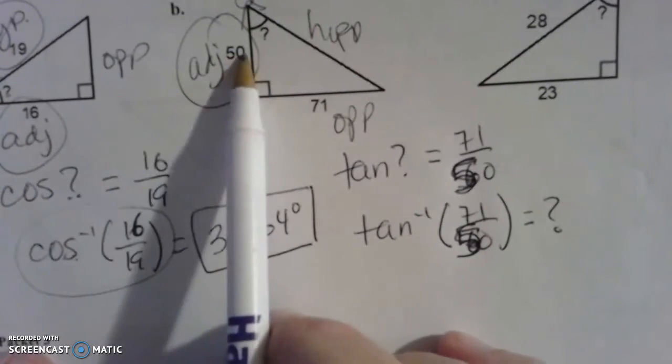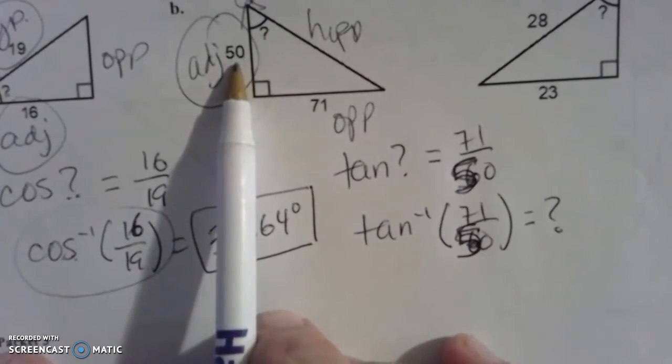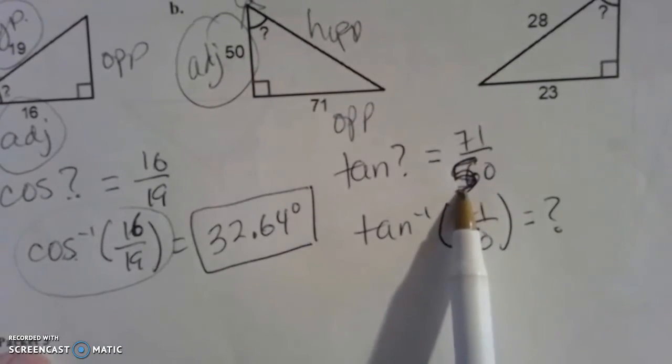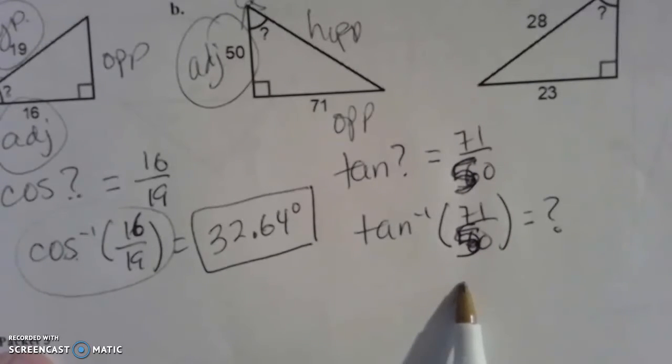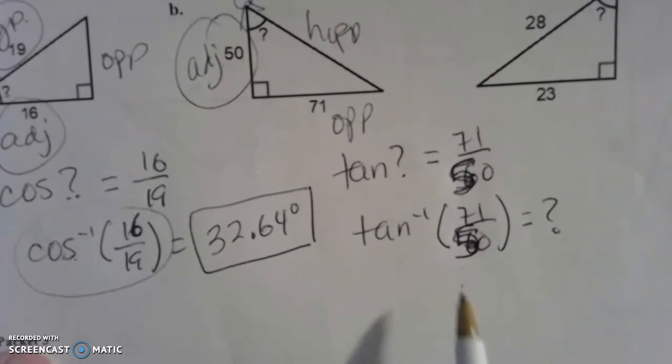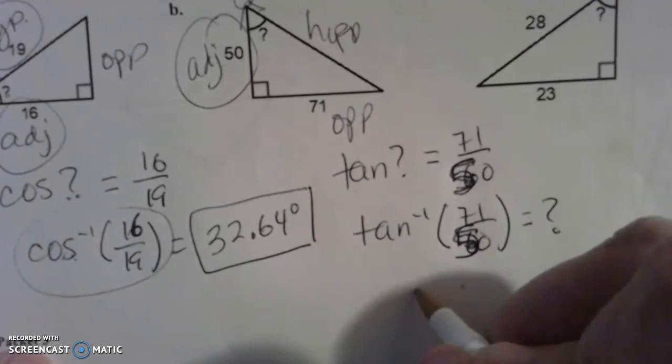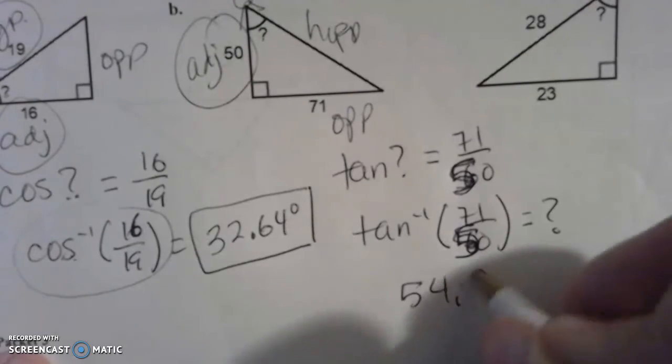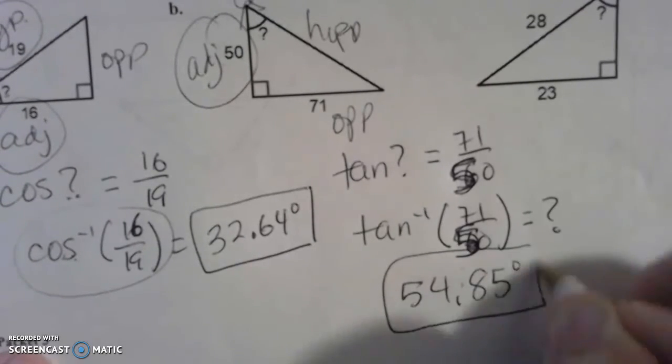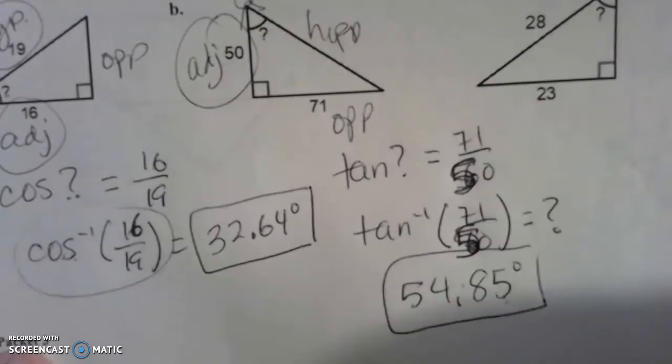Oh, you see my mistake? I read that wrong. That should be a 5, so I'm going to put 71 over 50. You guys probably caught that with your young eyes. And you type that into the calculator, inverse tangent of 71 over 50, and we get 54.85 degrees. And that is the measure of this angle.